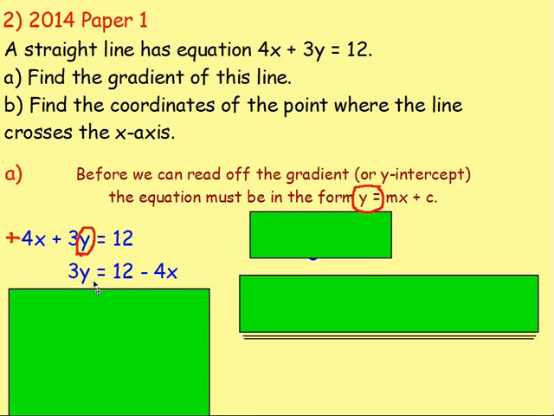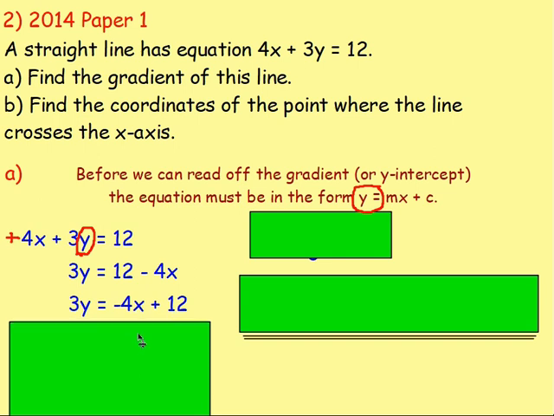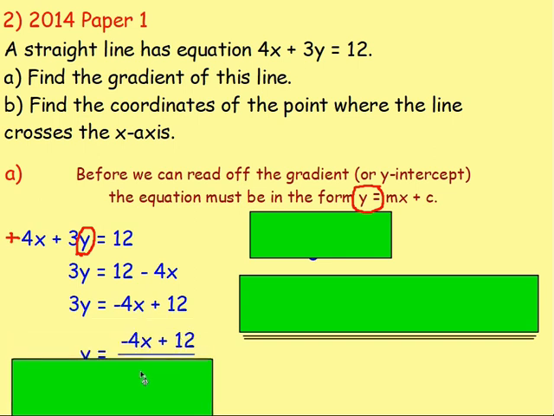From there, we've got 3y. Again, you want to get y just on its own, so you need to get rid of that times by 3. The opposite of times by three is divide by three. So on the other side, you would also have to divide by three. So really, with both sides, you just divide by three.